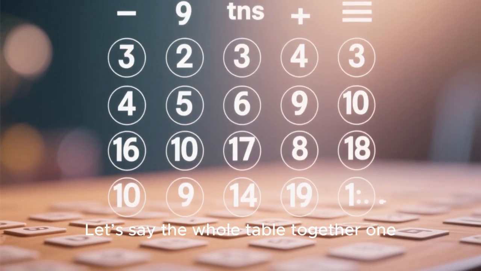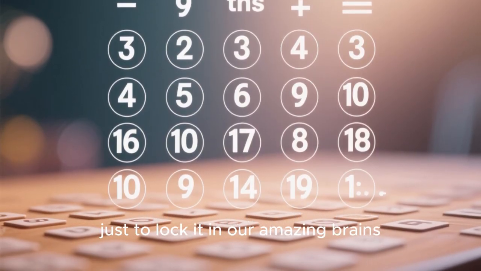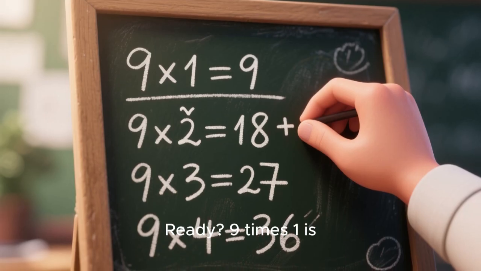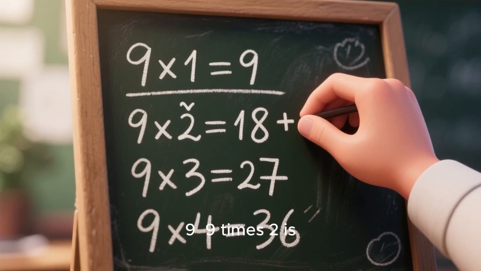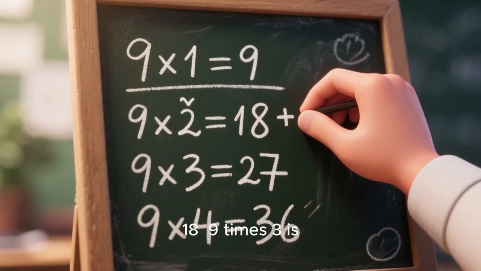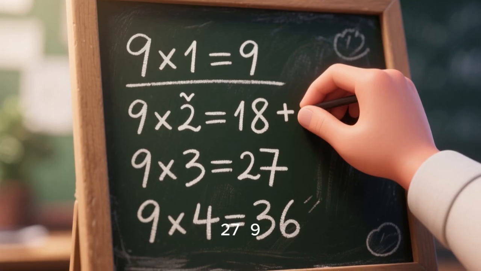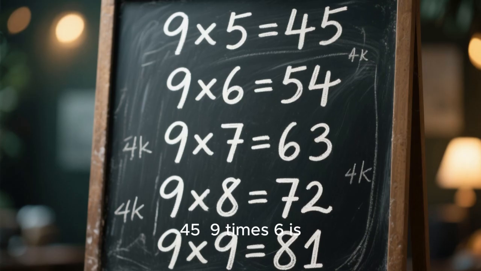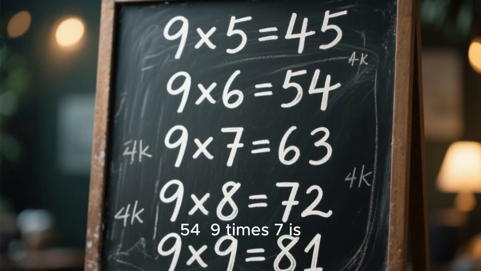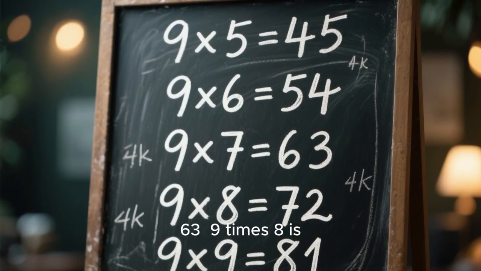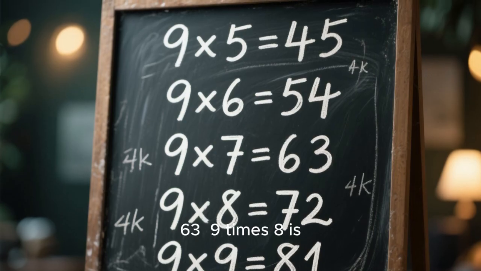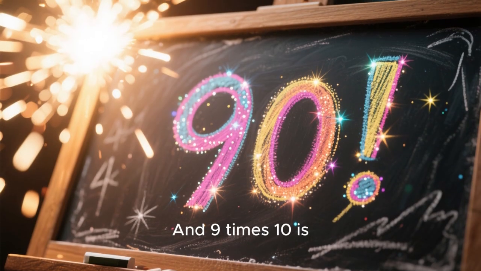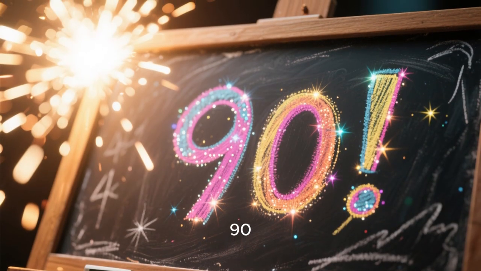Let's say the whole table together one more time, just to lock it in our amazing brains. Ready? 9 times 1 is 9. 9 times 2 is 18. 9 times 3 is 27. 9 times 4 is 36. 9 times 5 is 45. 9 times 6 is 54. 9 times 7 is 63. 9 times 8 is 72. 9 times 9 is 81. And 9 times 10 is 90.